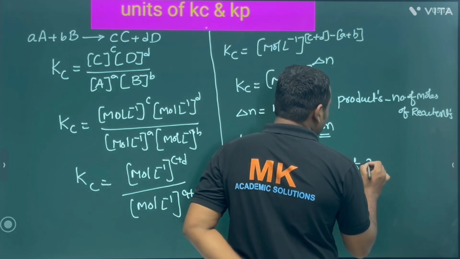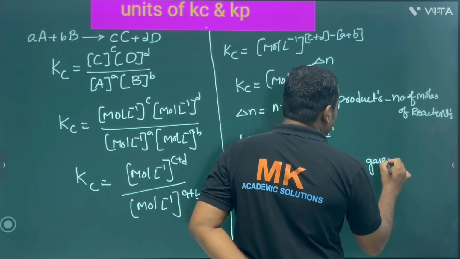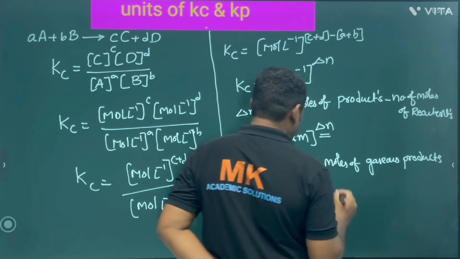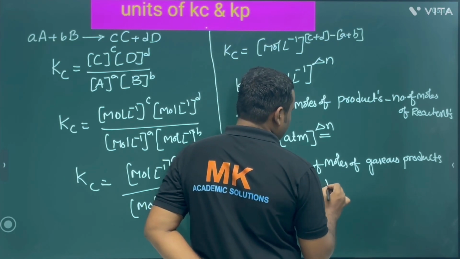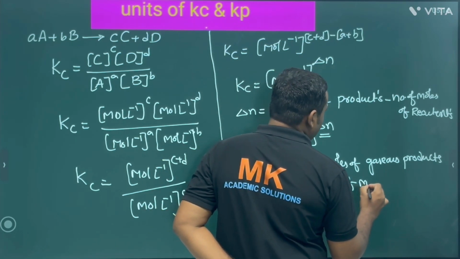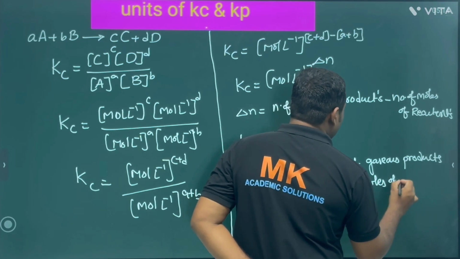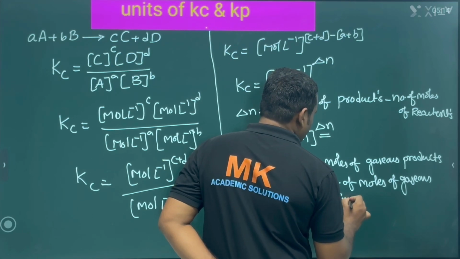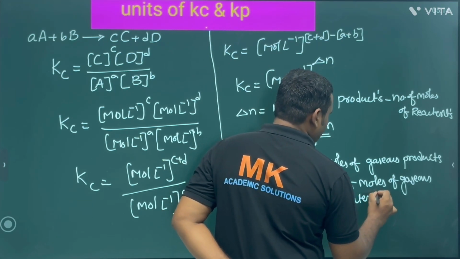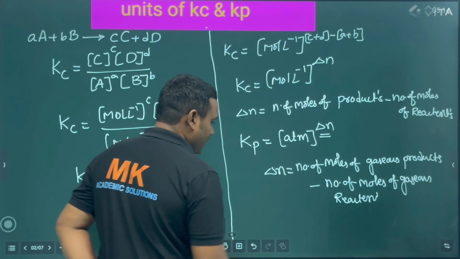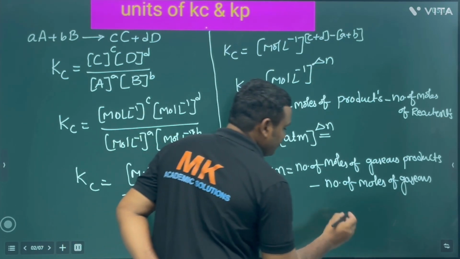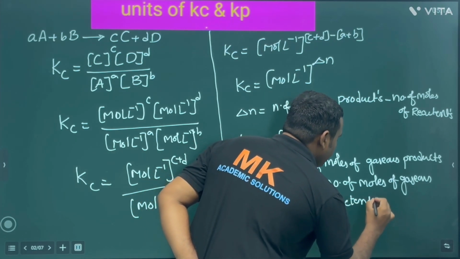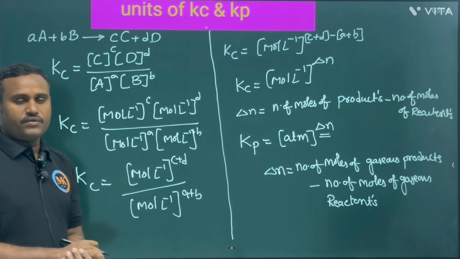Delta n is the number of moles of gaseous products minus the number of moles of gaseous reactants. Okay. So this is about the units of Kc and Kp.